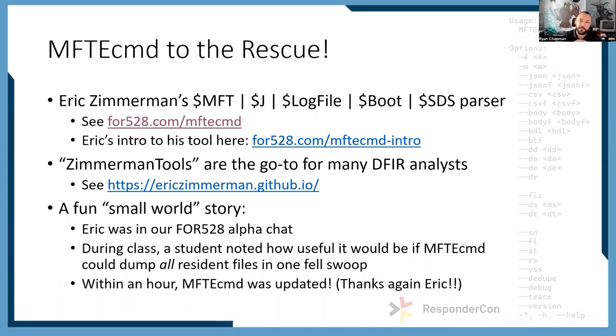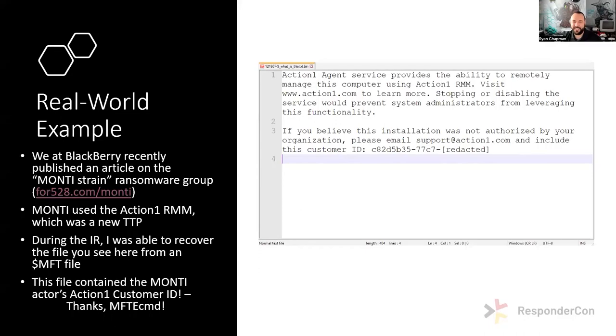Someone in the class, a student, mentioned it'd be really cool if, as opposed to trying to manually pull files out of the MFT, MFTECmd or something like that gave you the ability to just dump out all the resident files. So all the small text files, all the small bat files or PowerShell files or Visual Basic scripting files, all the cool stuff that we might want, could just be dumped out. Within an hour, Eric dumped in the chat, "Hey, I noticed someone said that. Here's an updated version." Done. It was already available and it was working right out of the box. Freaking phenomenal. I'm really, really excited that that situation occurred.